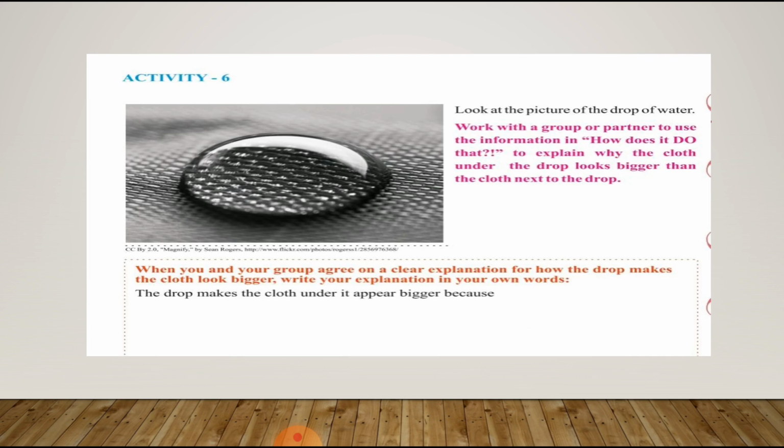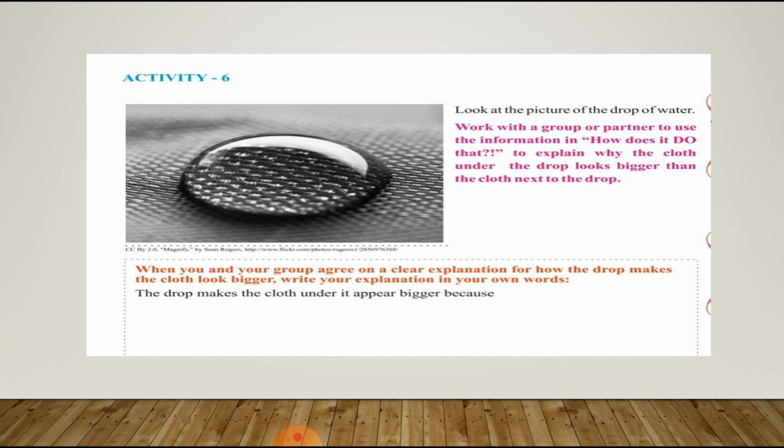Now in activity 6, look at the picture of a drop of water. You can see in the picture a drop of water. Work with your group or partners to use the information. You can see the surface in the picture, and in the drop of water you see the tiny image being seen wider. Explain why the cloth under the drop looks bigger than the cloth next to the drop.